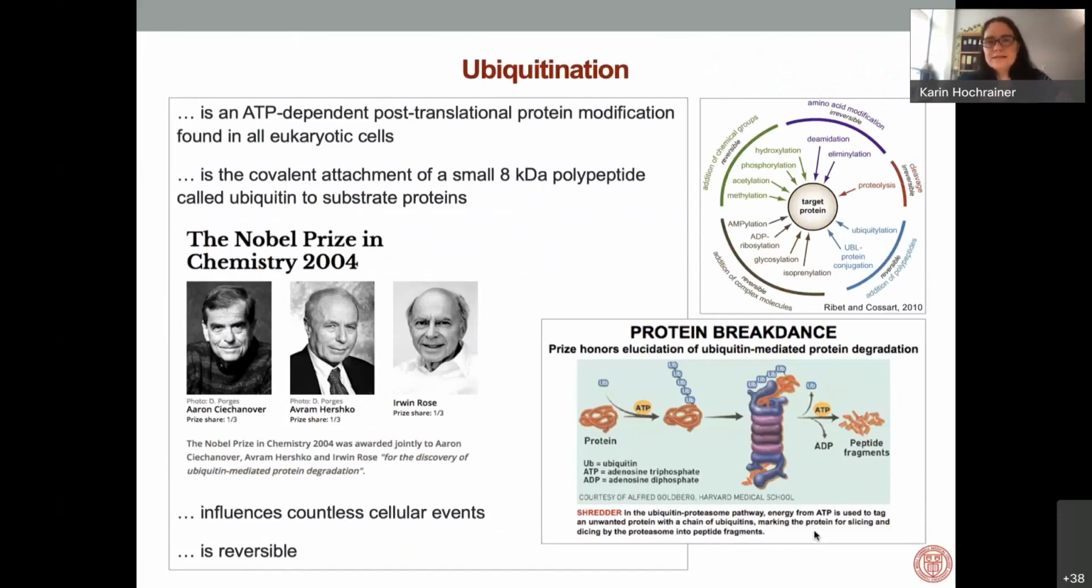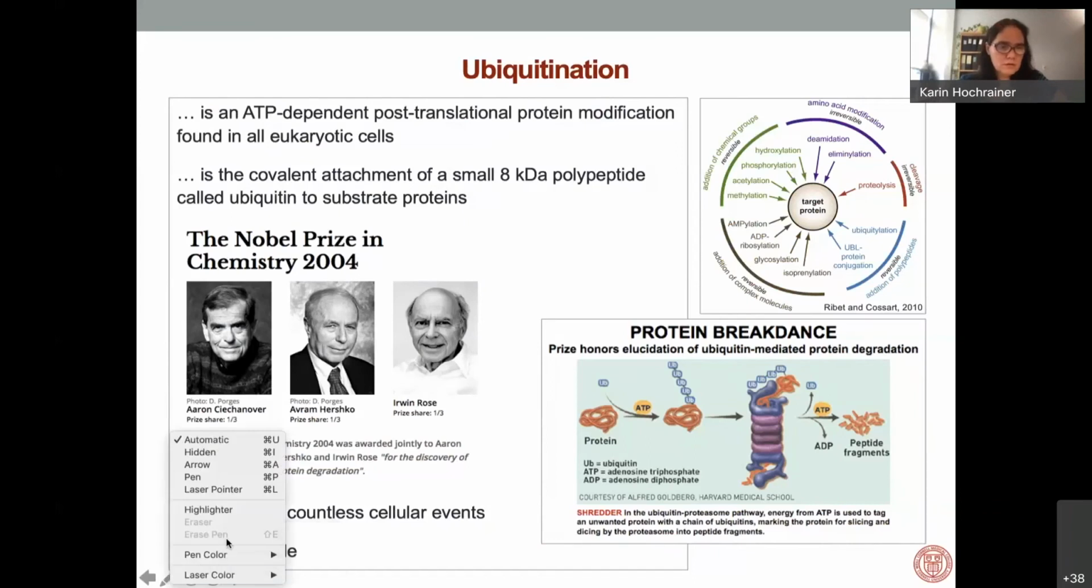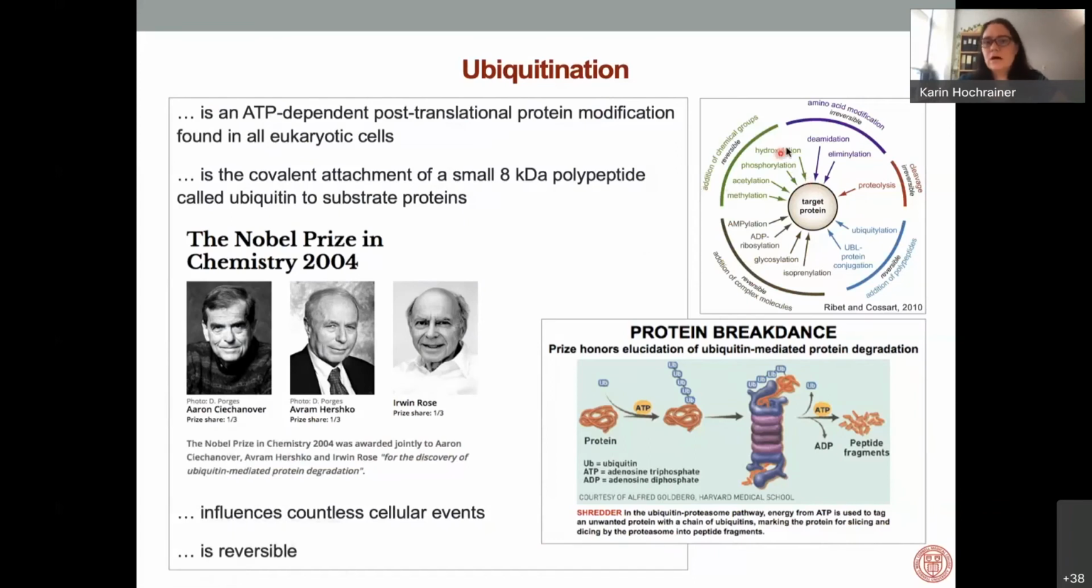As I said, ubiquitination is a post-translational modification, like phosphorylation or acetylation or glycosylation. It is just a different group of post-translational modification due to the fact that it's an attachment of a polypeptide instead of a chemical group or molecule. This polypeptide is called ubiquitin, and it has a size of 8 kilodaltons, so it's pretty big.